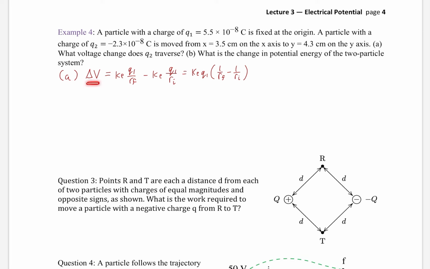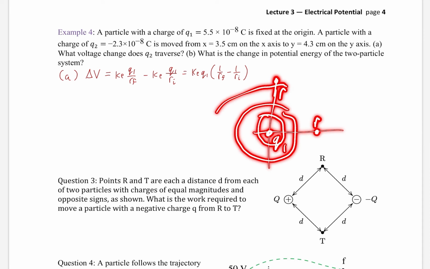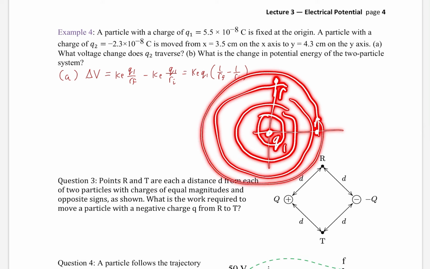Now notice that the change in voltage is going to be independent of Q2. We don't need Q2 for part A, okay? And so then I'll just have my change in voltage. I've just factored out the like terms of the electrostatic constant and the fixed Q1 charge, and here are my two distances. Notice that although I went from an x value to a y value, it doesn't matter because they're both effectively radii, right? So if this was my Q1, essentially I went from this distance to this distance, right? But they're both a radius. So since I'm dealing with concentric circles, it doesn't matter that one is on the x-axis and one is on the y-axis, does it? Okay.